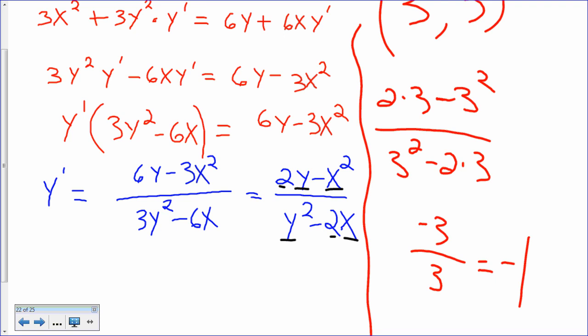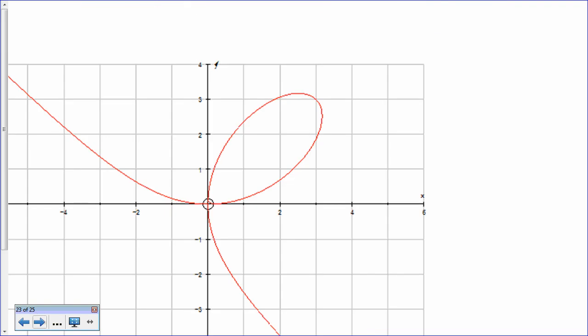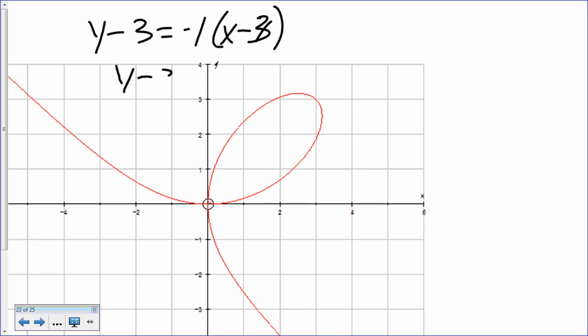Finally, I got the slope of the tangent line. Now, of course, you plug it into your point-slope formula. It was y minus the y value equals the slope times x minus the x value, which was 3. So y minus 3 equals negative x plus 3, y equals negative x plus 6. That, by the way, is what that curve looked like. The reason, of course, you can't solve it for y very nicely is it's not a function.